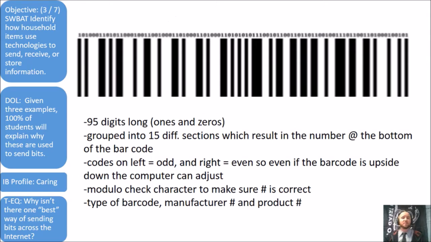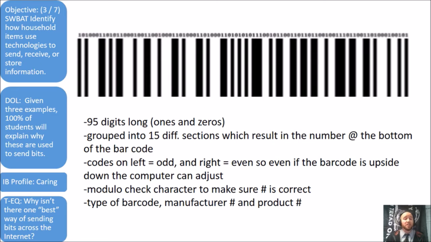So let's start with something very simple: barcodes. These are 95 digits long, grouped into 15 different sections, which result in the number at the bottom of the barcode. Codes on the left are odd and to the right is even, so even if the barcode is upside down, the computer can adjust after scanning the item.